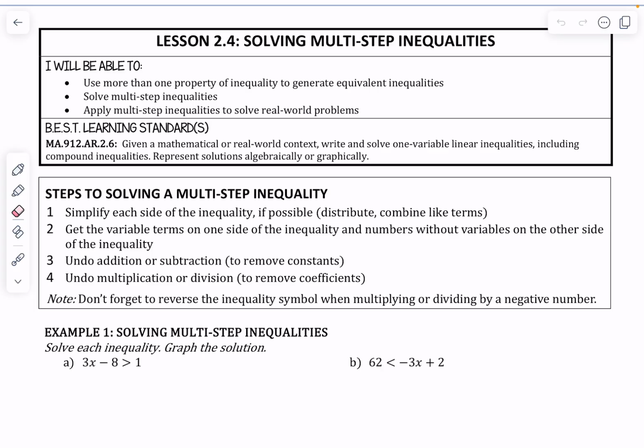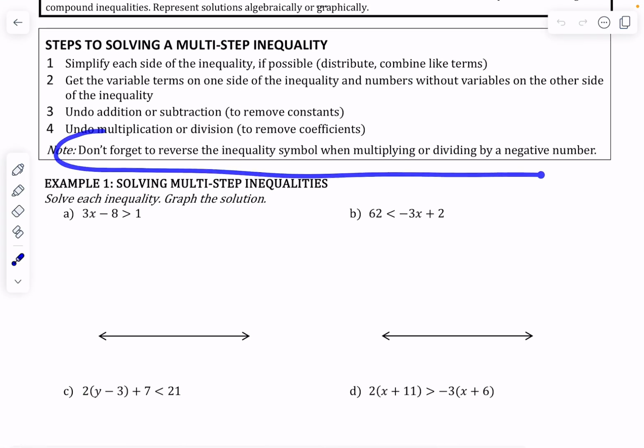Now, here are the steps to solving a multi-step inequality. First, simplify each side, so distribute, combine like terms. Then you're going to get the variable terms on one side. Then you undo with addition or subtraction to remove the constants, and undo multiplication or division to remove coefficients. This is the same exact thing as we learned in our equations unit: distribute, combine like terms, move variables to one side, add or subtract to remove the constant, multiply or divide to remove the coefficient. All right, don't forget to reverse the inequality symbol when multiplying or dividing both sides by a negative number.